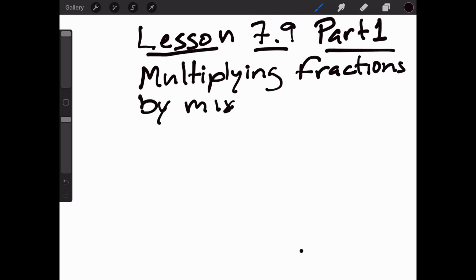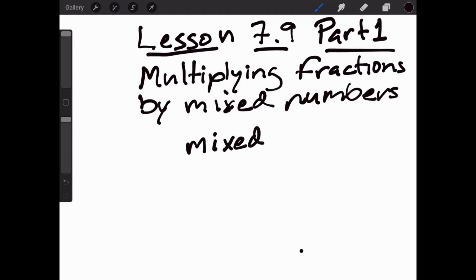And it's a whole process. It's something that's going to take time. So I just wanted to teach you how to turn a mixed number into an improper fraction and go from there, okay? So today's lesson is lesson 7.9 part 1, and remember there'll be 3 parts: multiplying fractions by mixed numbers, okay? What I like to start off with is I'm going to put a mixed number just to refresh our memory.